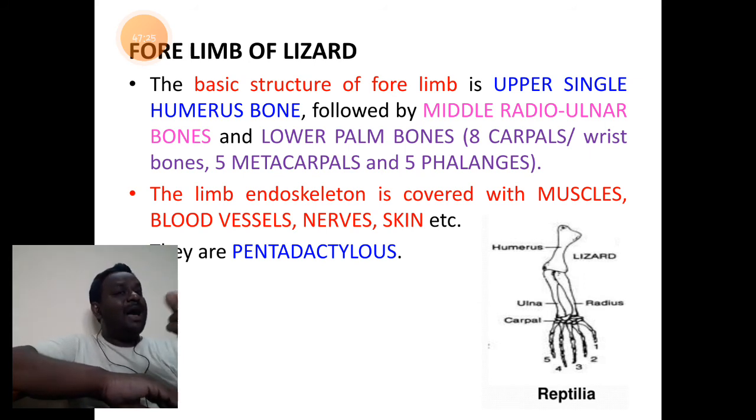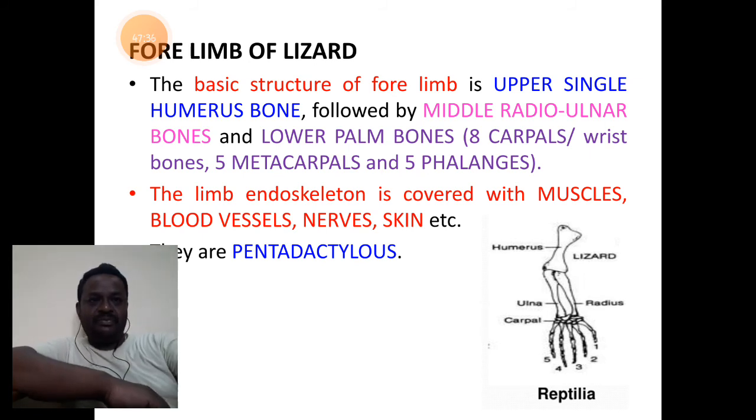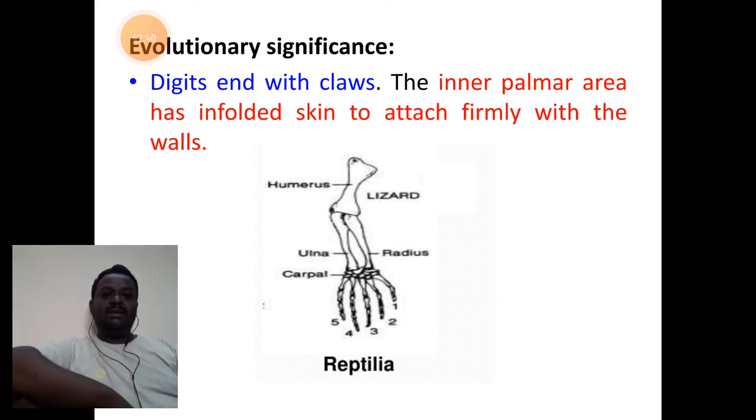The number of carpals varies here. Then these bones are surrounded by muscles, blood vessels, nerves, skin to have the limb structure, pentadactylous limb structure. So, structure wise it remains same. Where is the change then? That shows the adaptive character.